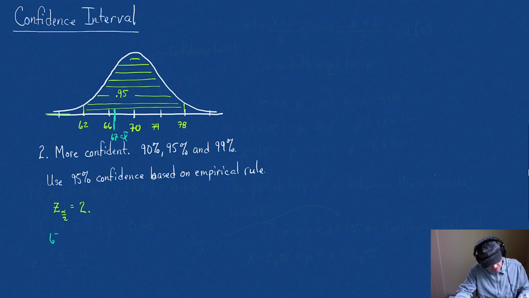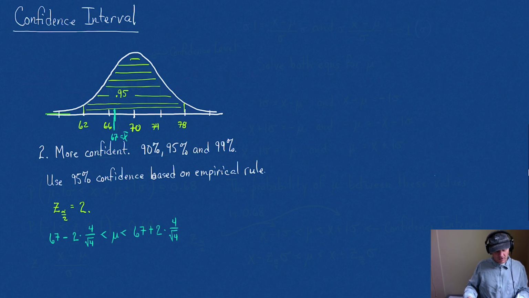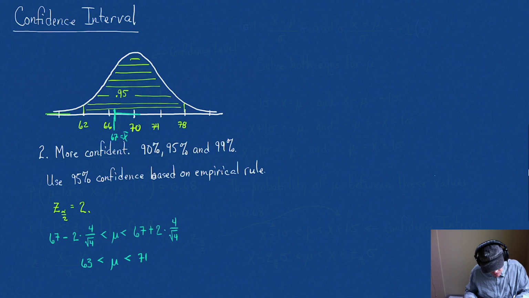All right, so let's try this now. This becomes 67 minus 2 times 4 divided by the square root of 4 is less than mu, less than 67 plus 2 times 4 divided by the square root of the sample size. Now, the square root of 4 is 2, so the 2's cancel. So 67 minus 4 is 63, less than mu, less than 67 plus 4, which is 71. And sure enough, by doing that, look at that, we just picked up the mean again, and that would be my new confidence interval right up here. Okay?